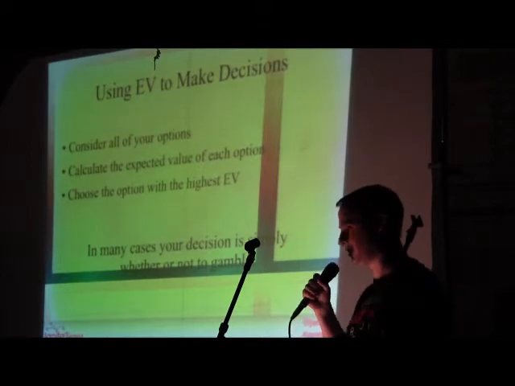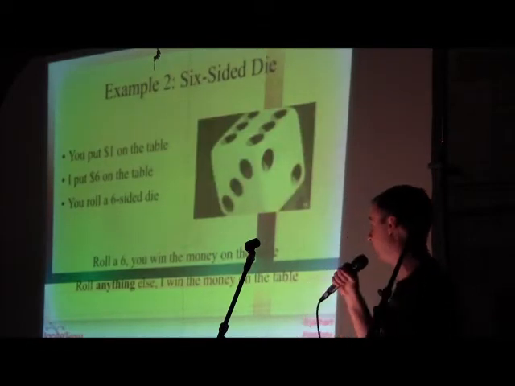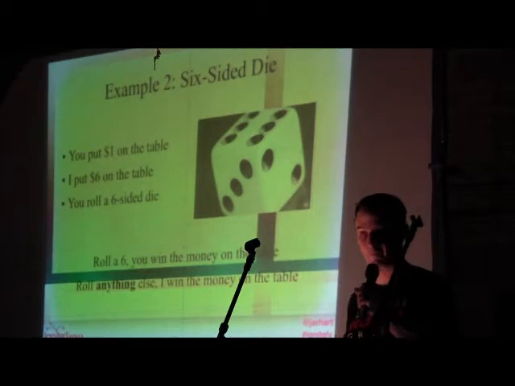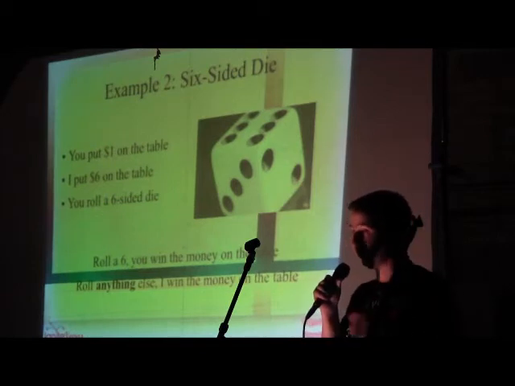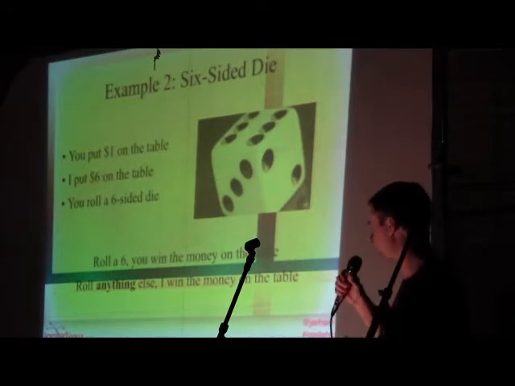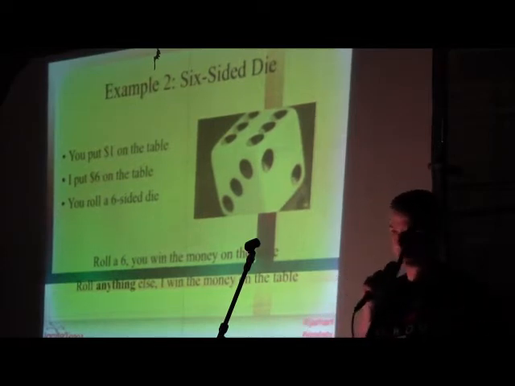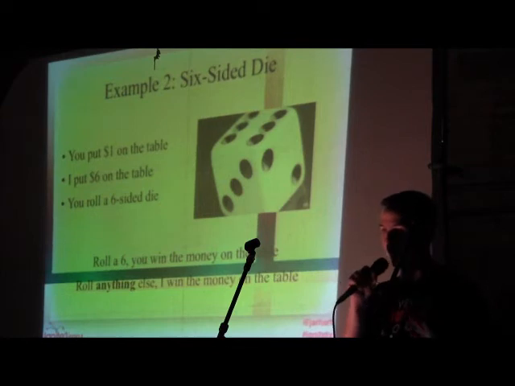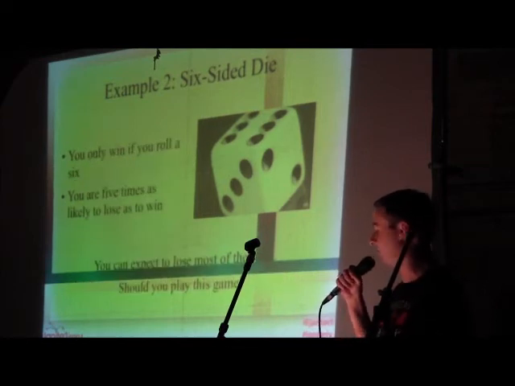So imagine another game. You put $1 on the table, I put $6 on the table. You roll a 6-sided die. If you roll a 6, you win the money. If you roll anything else, I win the money. Now this game, you have to roll a 6 to win. So you're far more likely to lose any given roll than you are to win.